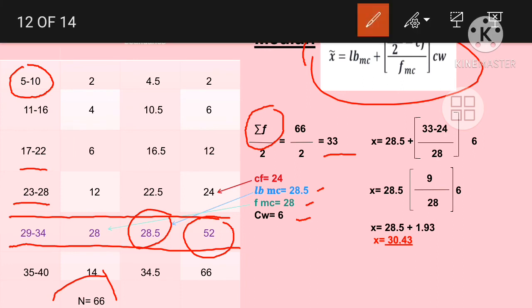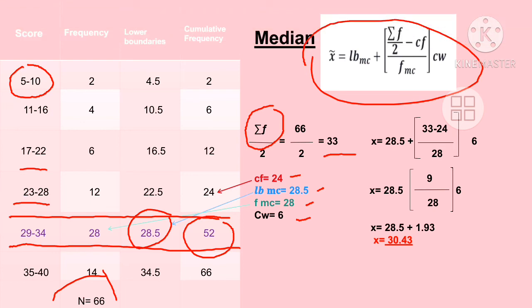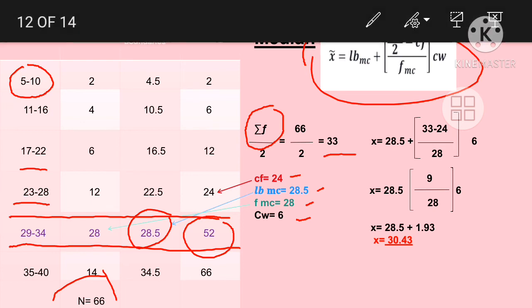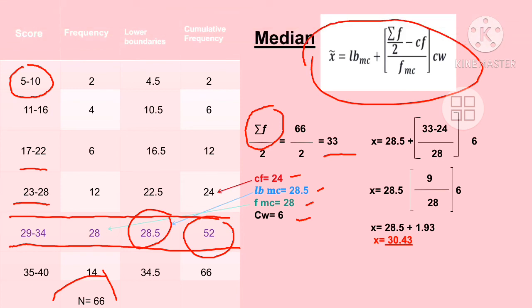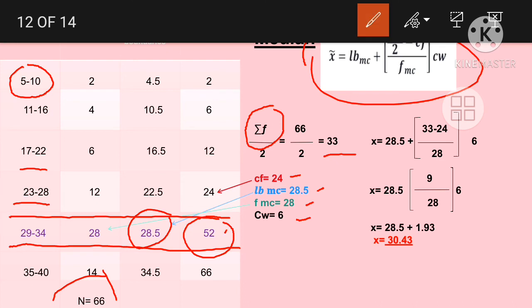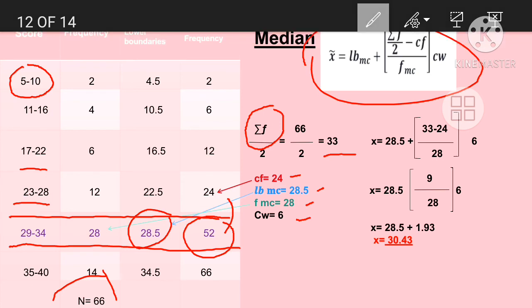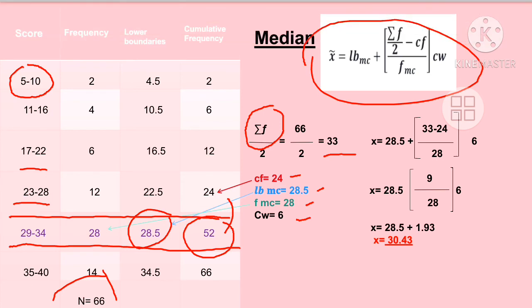So, sa CF naman, or the cumulative frequency, as we discussed earlier, it is the before the preceding median class. Ano ba yung bago preceding ng netong 52? Diba itong 24? So, ayan, 24. Okay na. Ika-copy na lang natin.